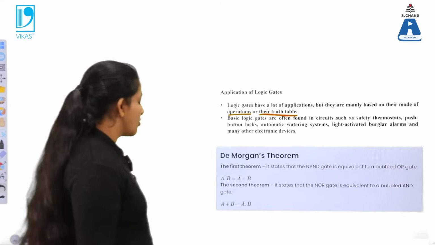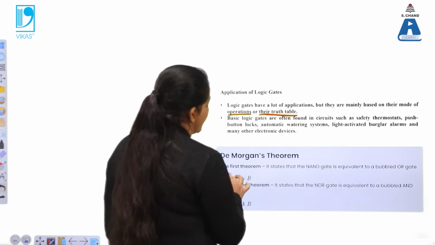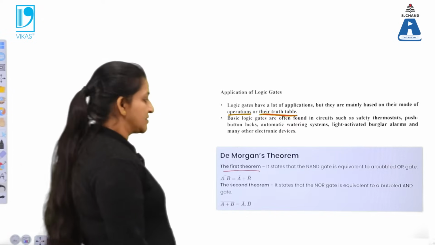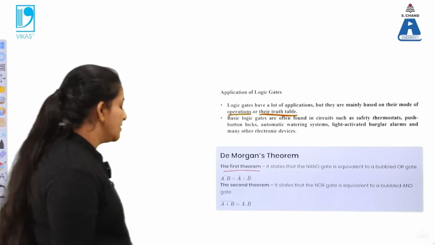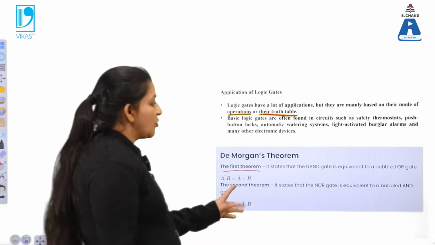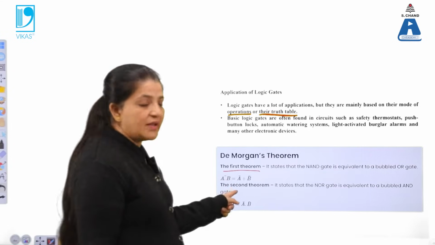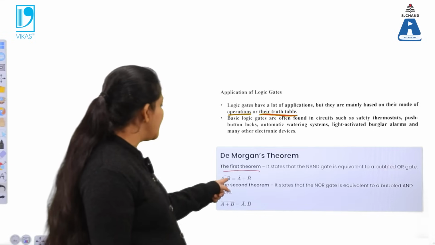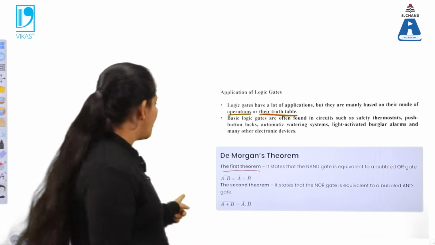So there are two theorems. The first theorem states that the NAND gate is equivalent to the bubbled OR gate. So what does it mean? Now the NAND gate is equivalent to the bubbled OR gate. This is the output of the NAND gate, that is equals to (A·B)', which is equals to A' + B'. So what does it mean?